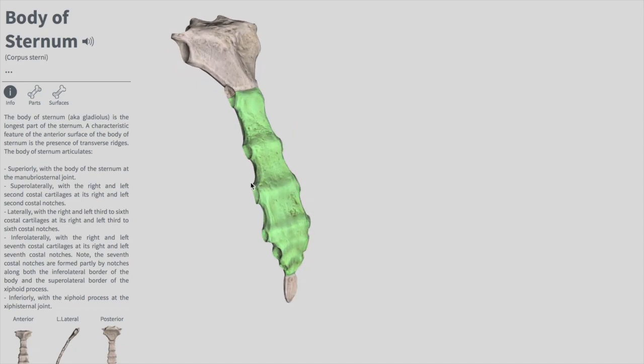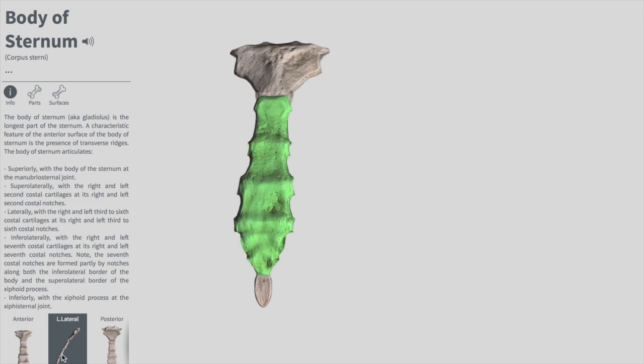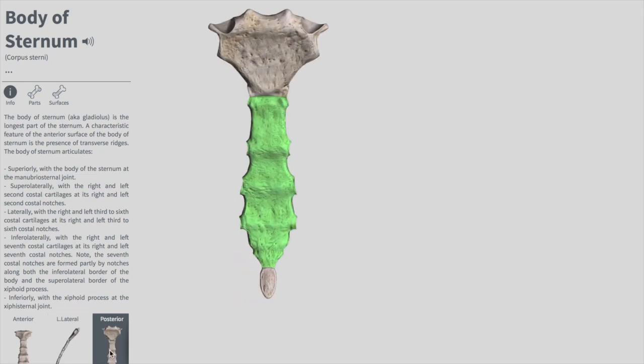Let me explain it on the paper, so that would be better. This is the anterior part, this is the lateral side, and this is the posterior side. Let's move to the paper side now.